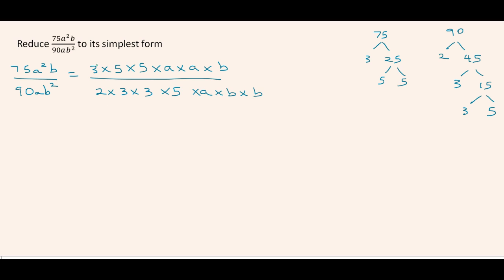So let's cross out common terms. We have 3 and 3, 5 and 5, a and a, b and b. This is going to be 5 times a over 2 times 3 times b, which is going to give us 5a over 6b.